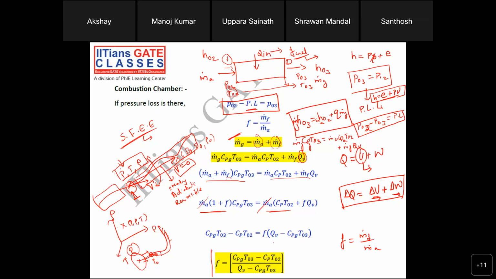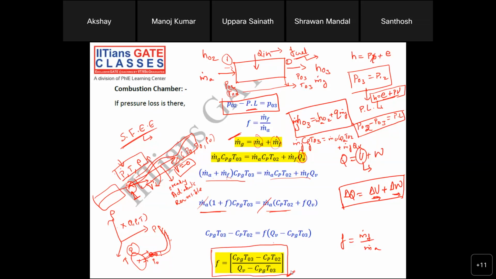This is a very important equation. Based on this, many GATE questions have been asked. It is a repetitive question in GATE. Every year, one question will be there from this particular formula.